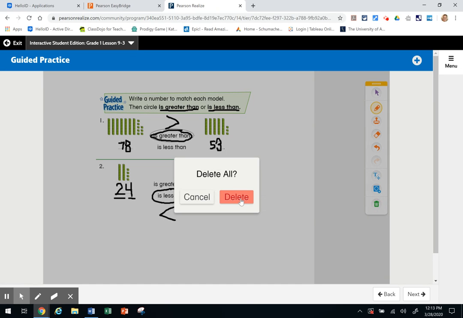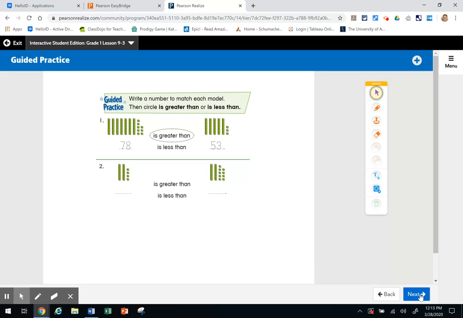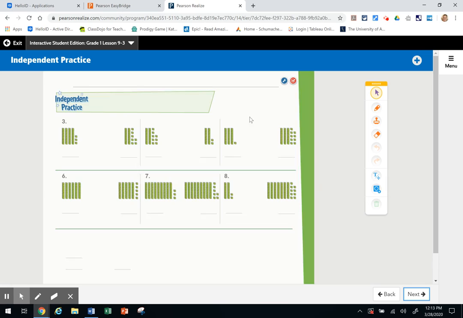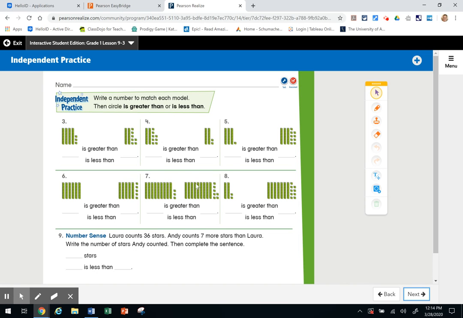All right, now here's what I want you guys to do on your own. You guys can work on the independent practice. You can either do it digitally by getting on your Pearson Easy Bridge and practicing these numbers, or if you still have the workbook pages, you can use the workbook pages to practice your greater than and less than. Practice comparing your numbers, okay?